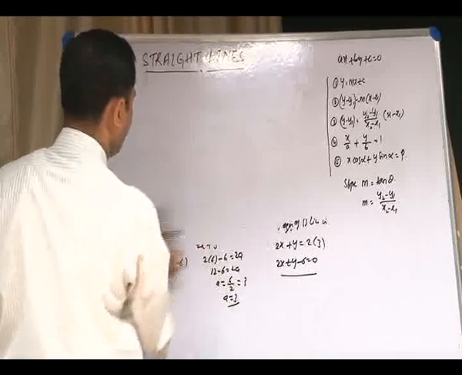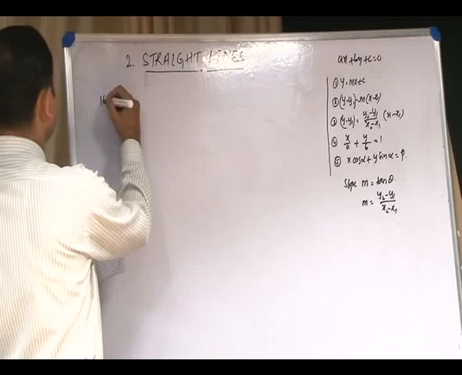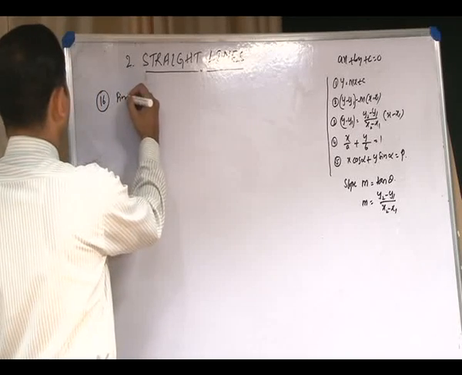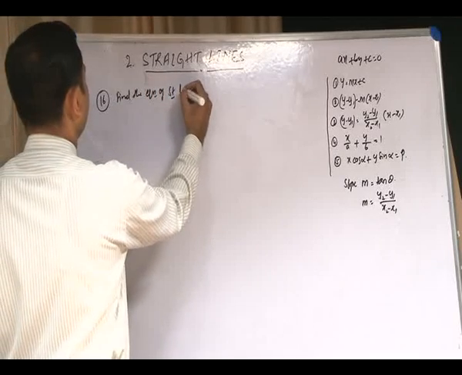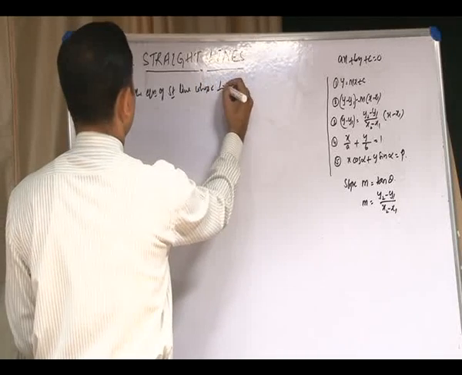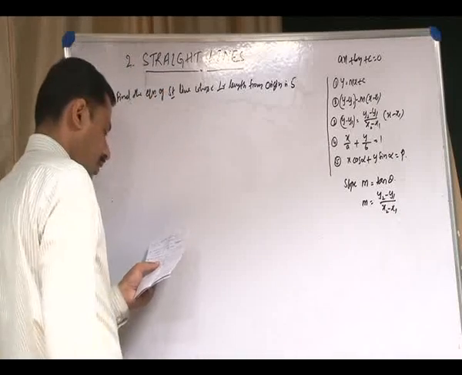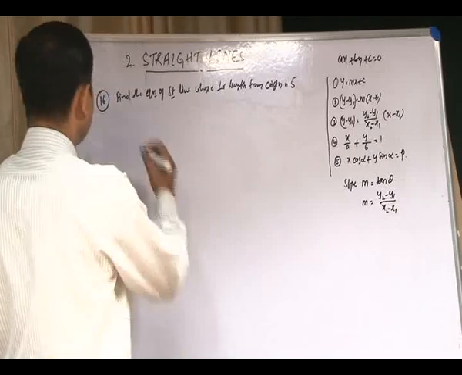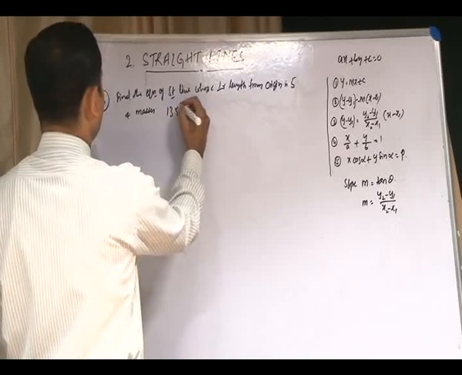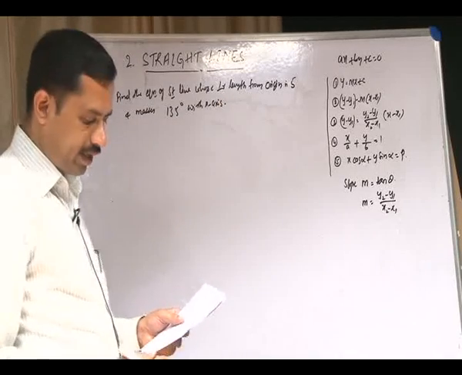So, one more problem on the last form, that is the normal form. Find the equation of the straight line whose perpendicular length from origin is 5 and it makes 135 degrees with x-axis. So, I have to find the equation of the straight line.